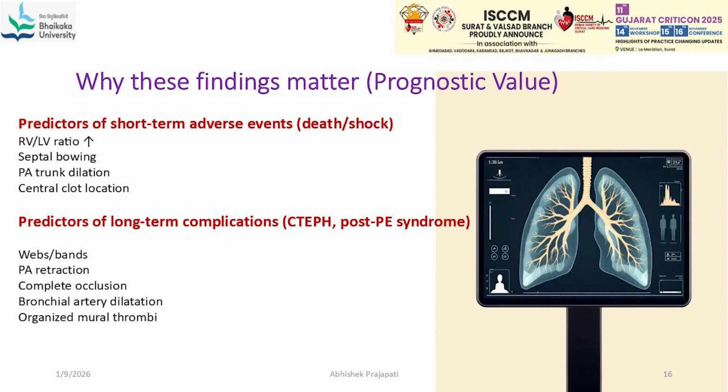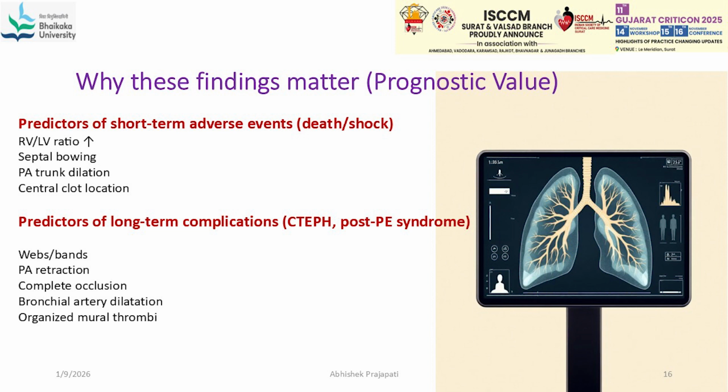Then for lobar segment arteries, the reading will be 1. For segmental, for each segment, the score given will be 1. So this is not required to report. Then why do these findings matter? Because they have prognostic value.